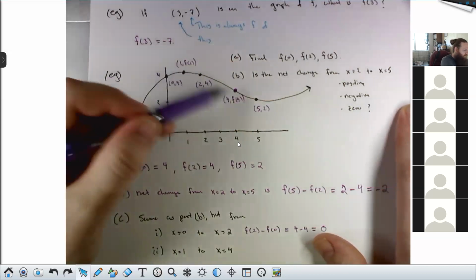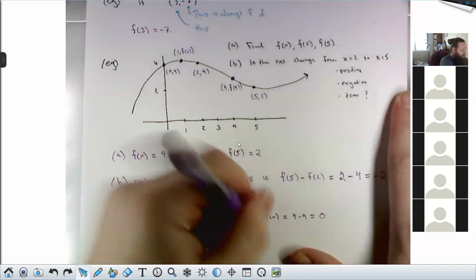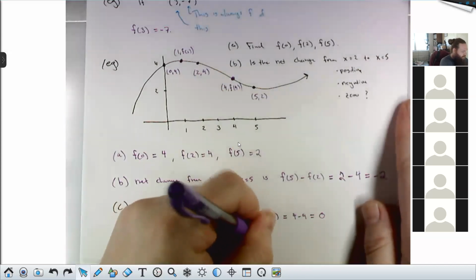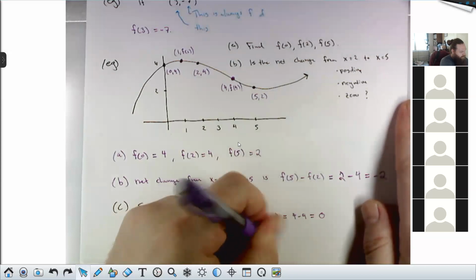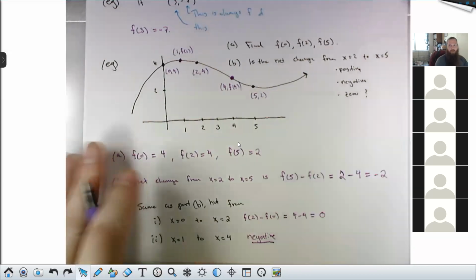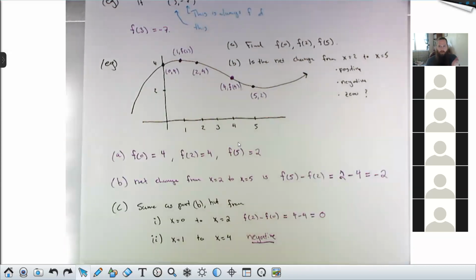So because from here to here I've gone down, I know this will be negative. So if overall you go down, your net change is negative. If overall you go up, your net change is positive. And if you end up at the same height you started at, your net change is 0. That's going to be an important intuition for us a little later.